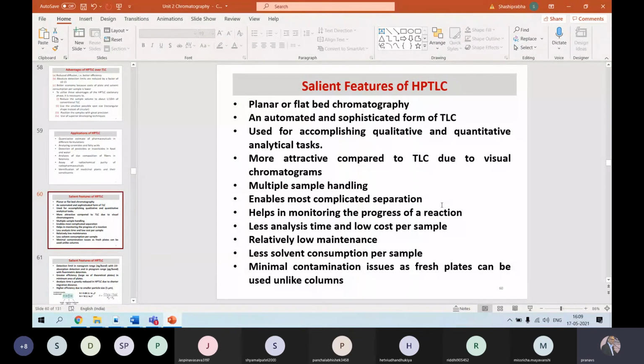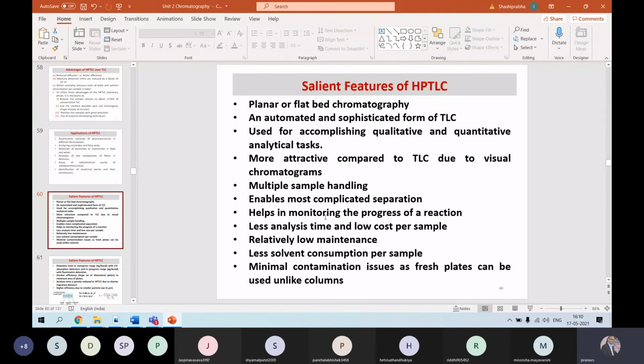Of course, when you compare it with TLC, it has certain advantages, but then the cost of it offsets everything. But other than that, you get a lot of things. You can analyze more number of samples. You require less volumes of mobile phase, and it can do quantitation as well, which is not possible with TLC. So these are some novel salient features of HPTLC.